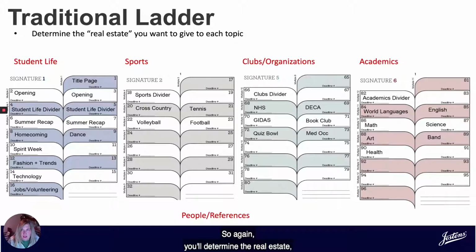So again, you'll determine the real estate, as I call it, that you want to give to each topic, keeping in mind that something like football at your school may have up to 200 students in the entire program and may need more than just that half spread. Something smaller, like potentially tennis at your school, may share a page with another smaller sport.